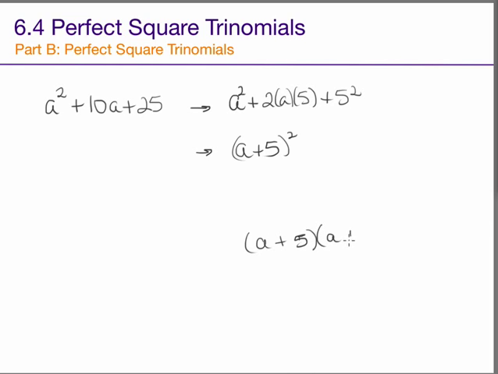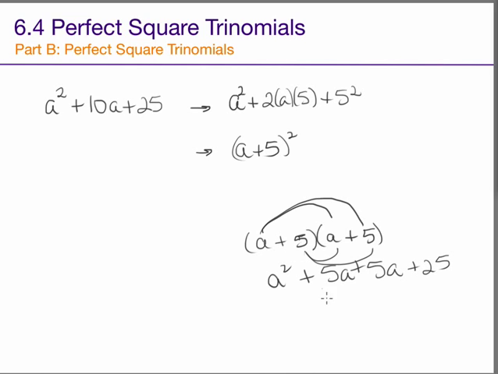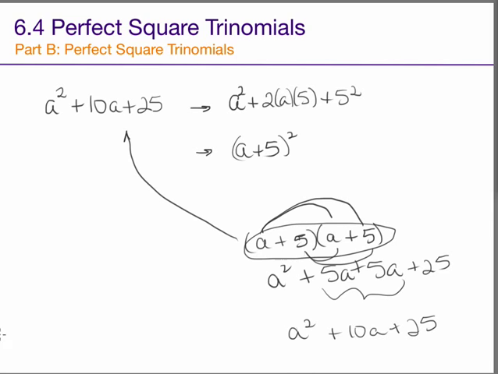(a plus 5) squared means (a plus 5) times itself. a times a is a squared. a times 5 is 5a. 5 times a is 5a, and 5 times 5 is 25. Combining like terms, I get a squared plus 10a plus 25. That's what I started with, so this is the correctly factored form of this polynomial.